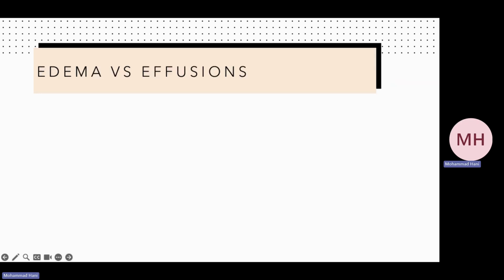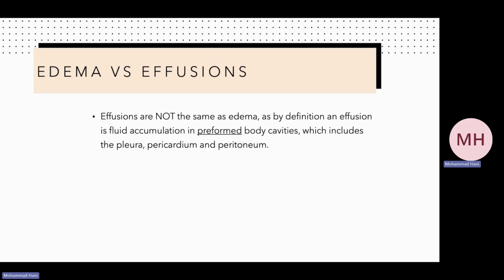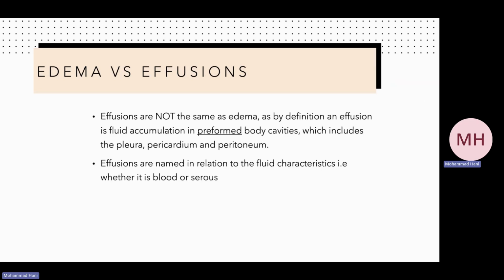about this topic. And then moving on, we also need to be able to differentiate between an edema and an effusion. An effusion is also an accumulation of fluid, but it is different from an edema because it is not into the interstitial space, but rather into the preformed body cavities, which include the pleura, pericardium, and peritoneum. Apart from that, effusions are also termed in relation to the characteristics of the fluid, whether the fluid could be blood, serous, or watery contents.